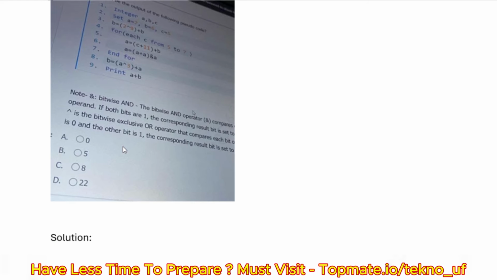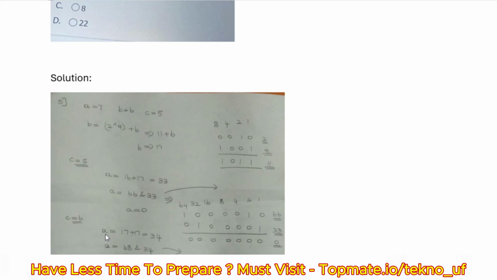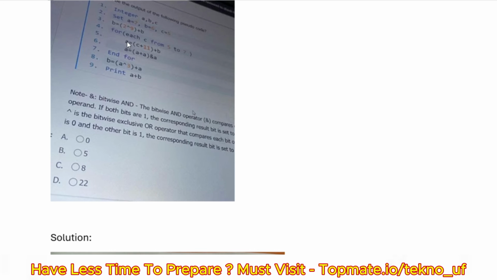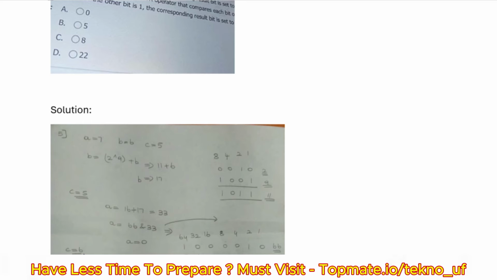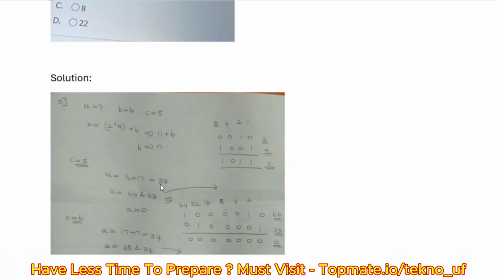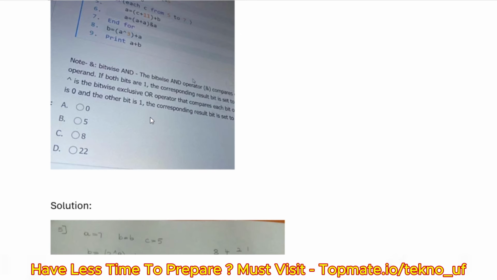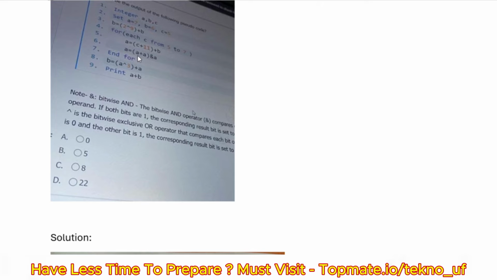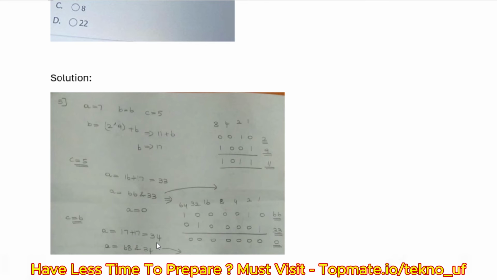In the second iteration, we will be having C equal to 6. C plus 11 means 6 plus 11, 17. 17 plus B, B will be 17. So 17 plus 17, it will become 34. And the next line, A plus A. A plus A means 34 plus 34. It will become 68. And A will be 34.